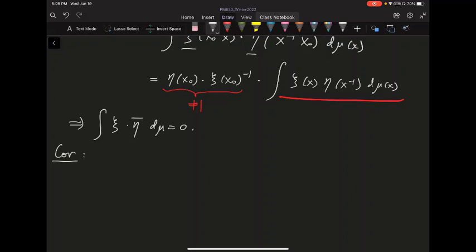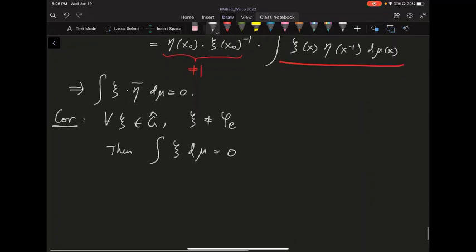Okay, so it's a corollary: for every psi inside the G hat, as long as your psi is not the identity one, which we denote in notation phi of E, then the integral of psi d mu is always going to be equal to zero. One way to think about this is as an analog of the integral of e to the i n theta always being equal to zero, unless you're integrating when n is equal to zero, where you're integrating the constant one. So that's kind of the analog for these dual groups.